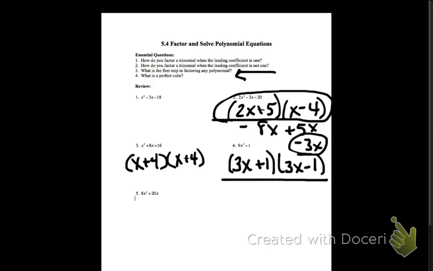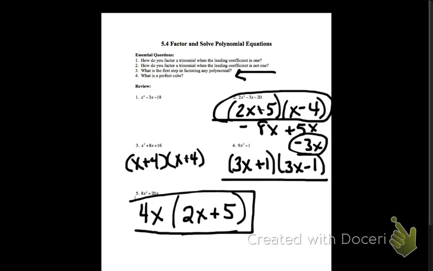But in number 5, I do notice I can factor out 4x from both terms. That'll leave me with 2x plus 5 inside parentheses. In some cases, when you pull out the common monomial factor, you can continue forward with what's left inside the parentheses. In this case, I cannot. There's nothing I can do to 2x plus 5, which means my overall answer here is 4x times the quantity 2x plus 5.